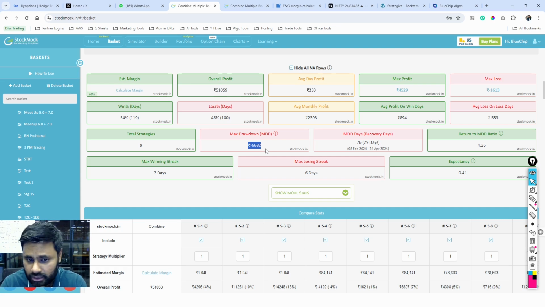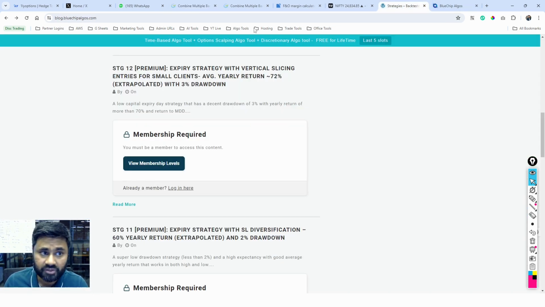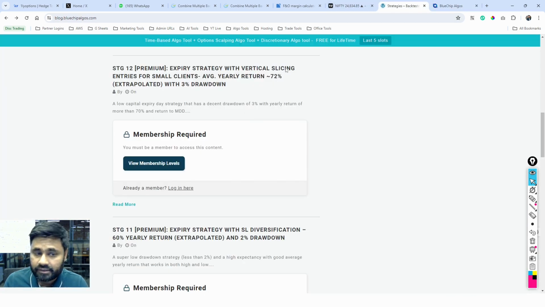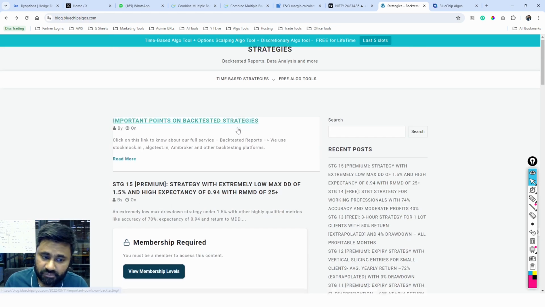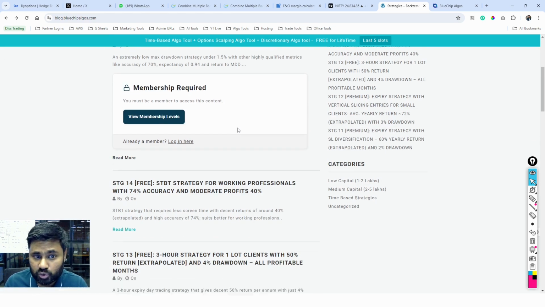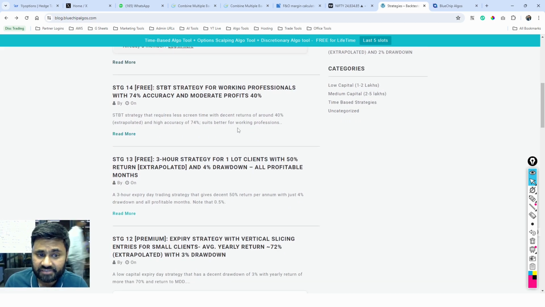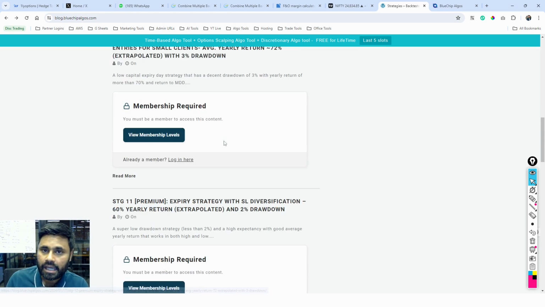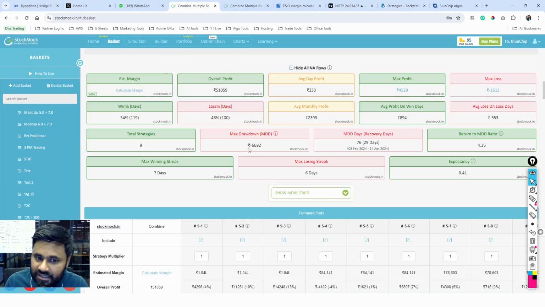16% is generally okay, but I don't say that it is a great drawdown, because we also have some strategies in our blog, bluechipalgos.com. You have something called strategies there. We have some free strategies and paid strategies. In the paid premium strategies, we also have strategies that have 4% drawdowns, even 3% drawdowns. Let me be very honest, I'm not saying that 8% is less. At the same time, it is not very high also. It is a manageable drawdown.